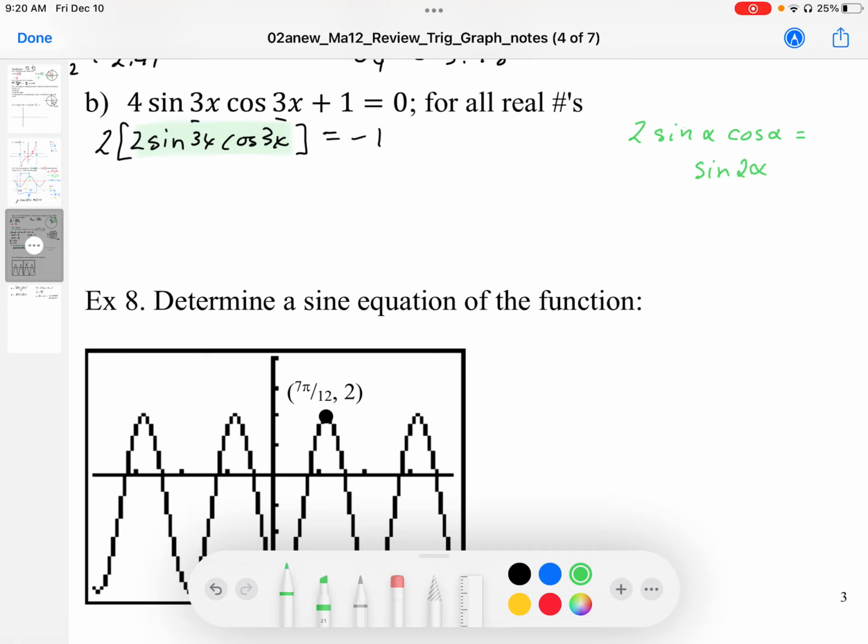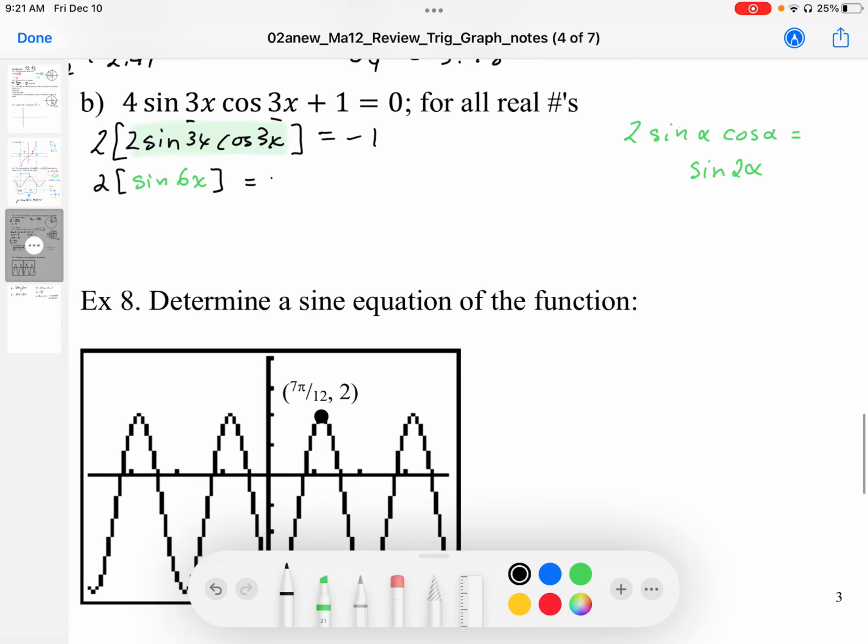So I'm going to convert that into 2 times, and I'm going to change that identity into sine of 2 alpha. Well, alpha is not alpha, it is 3x. So it's doubling 3x, and I get 6x. So remember that this is a double angle identity and not a 2 theta identity or 2 alpha identity. It's double. It's just whatever the angle is, we double it.